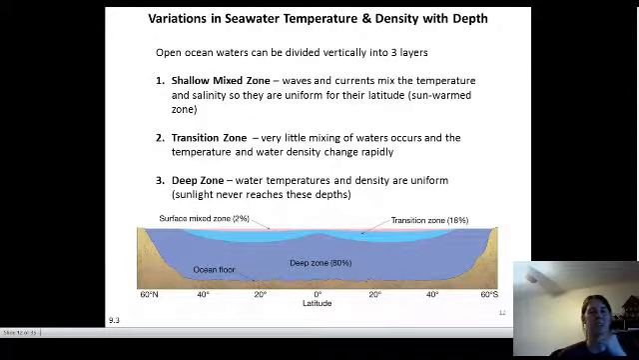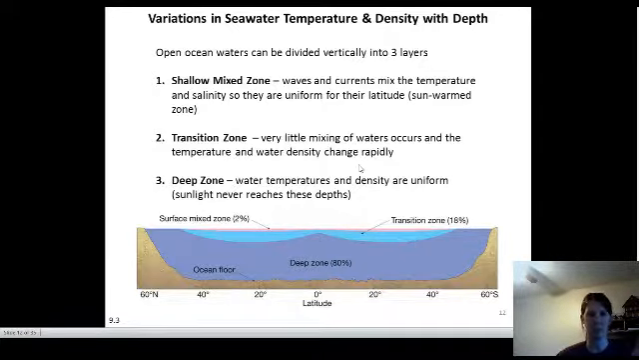So there are variations in the seawater temperature and density with depth. Open ocean can be divided into 3 layers. The shallow mixed zone is where waves and currents mix the temperature and salinity so they are uniform for their latitude. This is also the sun-warmed zone. So this general surface area right here.